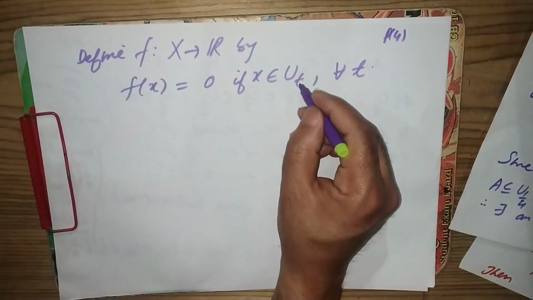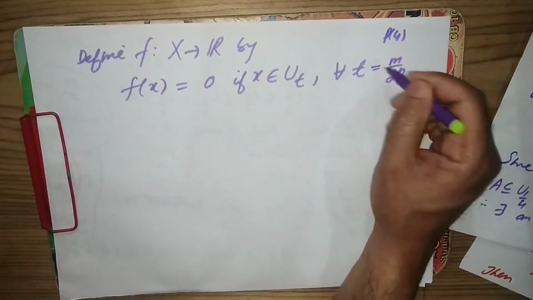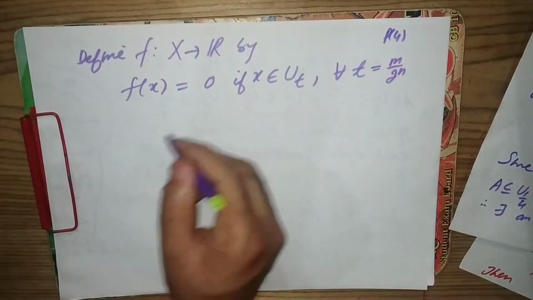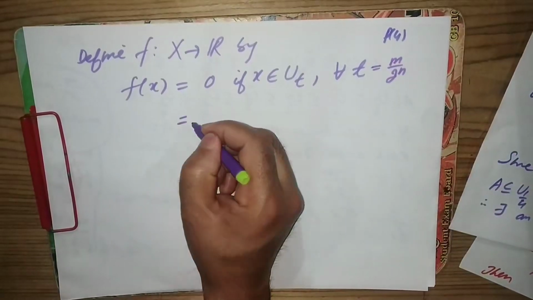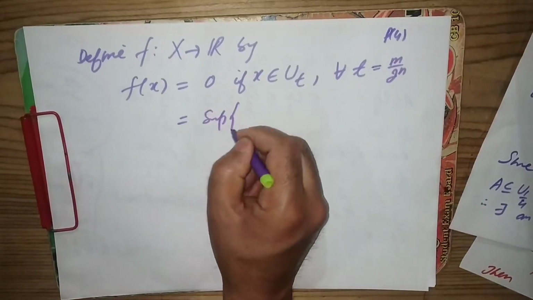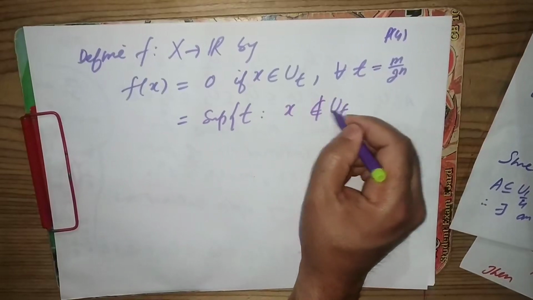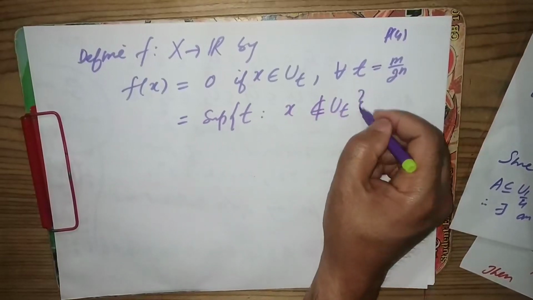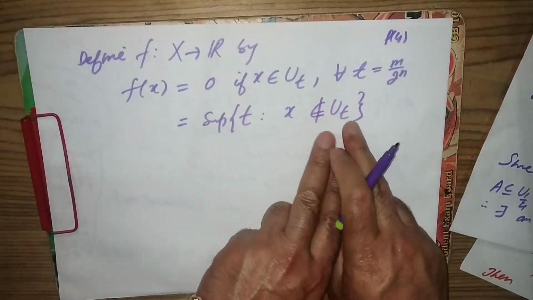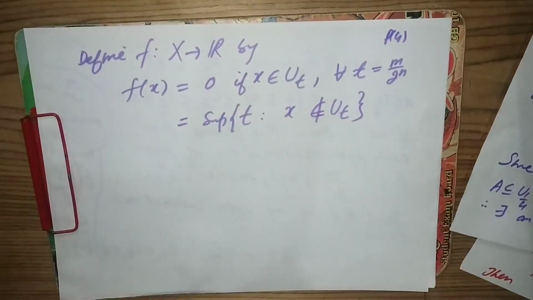So it is in U_t. This t is a dyadic rational, m divided by 2 to the power n. If X is in every U_t, we take its value as 0, and otherwise f of X is equal to the supremum of those t's such that X is not in U_t. We take all such t's such that X is not in U_t, then we take the supremum of such t's.